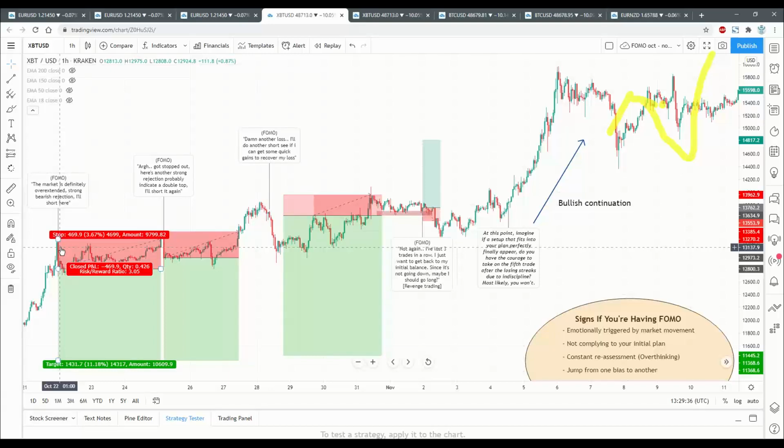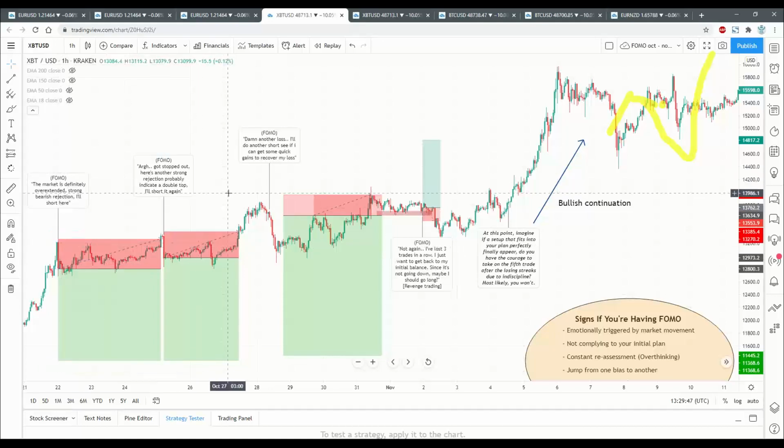So somebody who's always chasing an opportunity will jump in the market and short it here. But it wasn't a shorting opportunity. Then they go, got stopped out here again with a strong rejection, probably indicated a double top. They're always trying to jump in or out ahead of the market because they're always chasing. Their fear of losing out. They want to be in first.